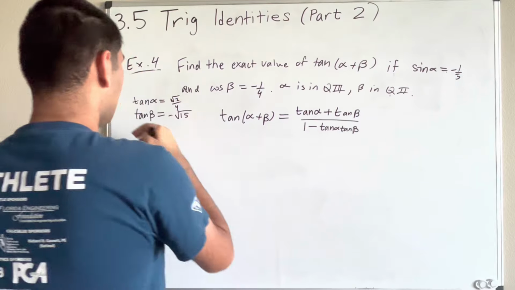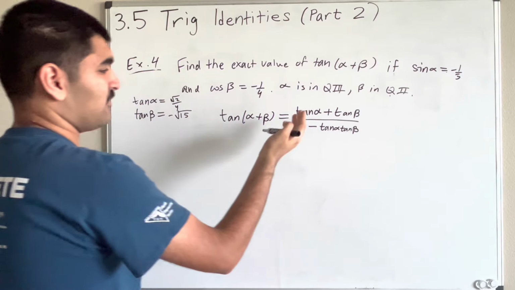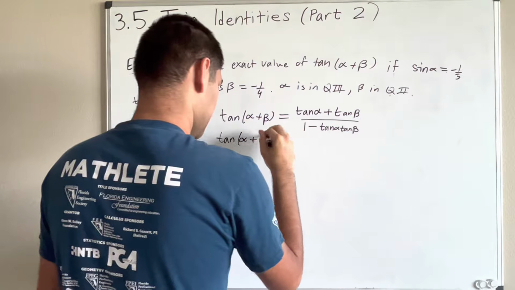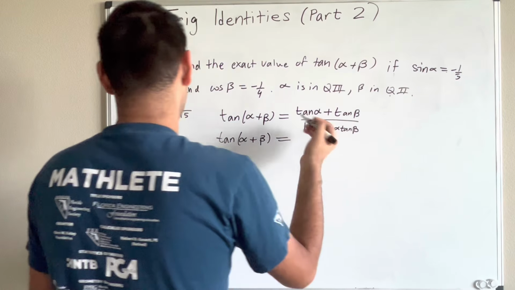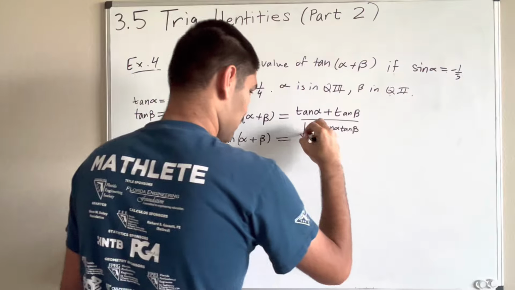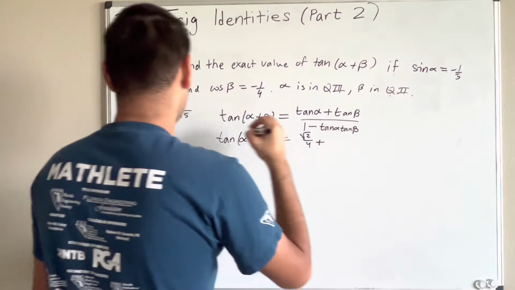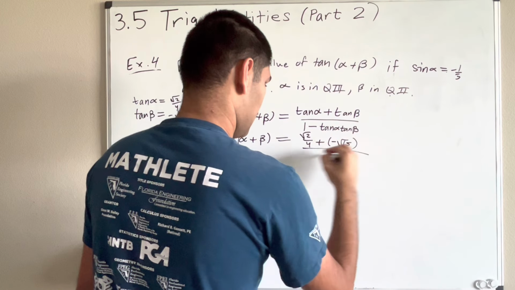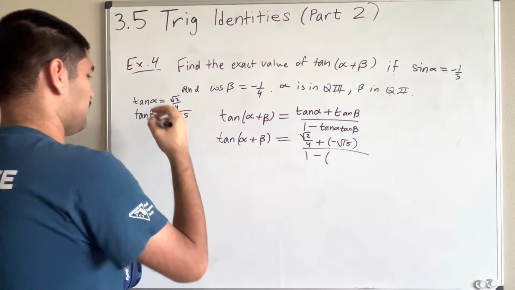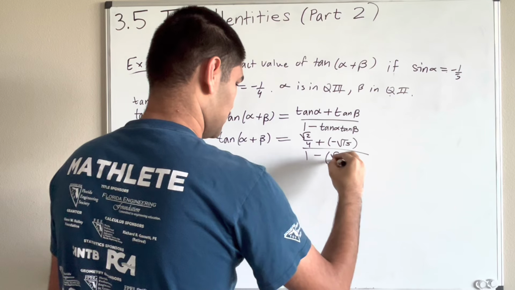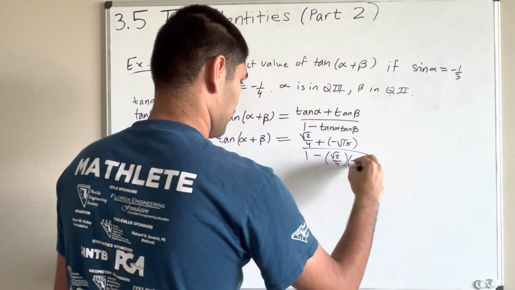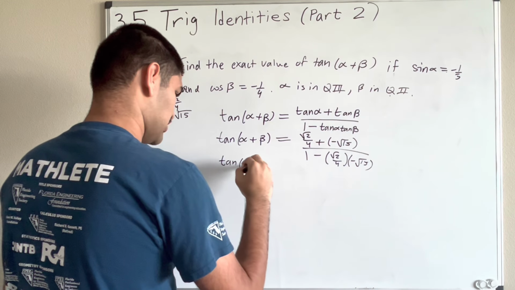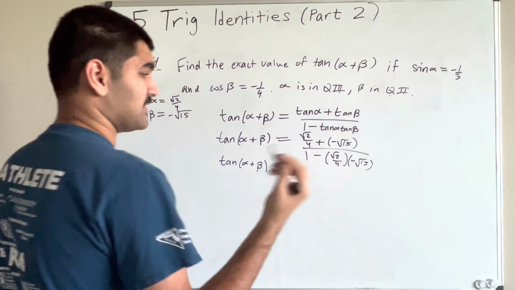Okay, so now that we found these values, we can simply substitute them in and then simplify. So tangent alpha plus beta is equal to tangent alpha, which is square root of 2 over 4, plus tangent beta, which is negative root 15, all over 1 minus tangent alpha tangent beta. So that's square root of 2 over 4 times negative square root of 15. All right. So now comes the simplification part, which is quite tedious in this case.